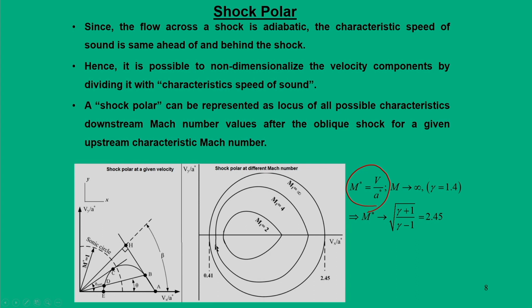And just for the symmetric case, since it is symmetric, we can also plot the similar locations in the negative y axis, that is minus Vx by A star. So, these numbers can be plotted, and of course, there are two important numbers here, one is 2.45, another is 0.41. That means, these are the two limits within which the shock polar existence is possible on this hodograph plane.